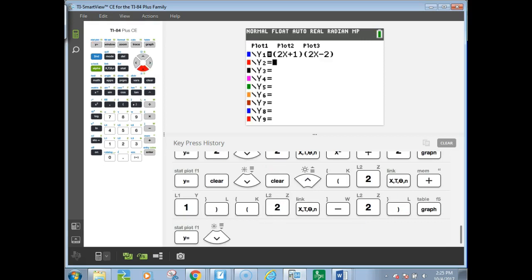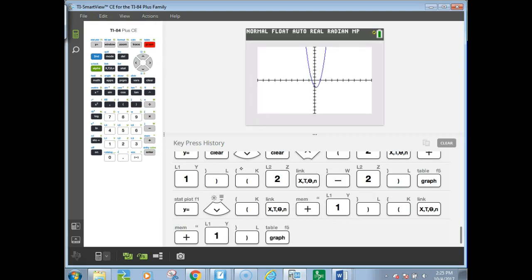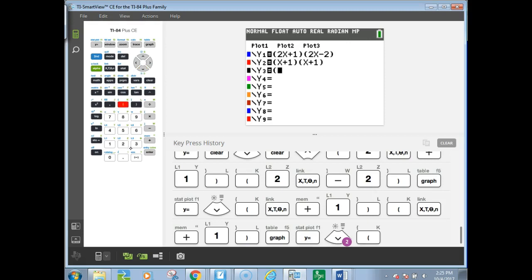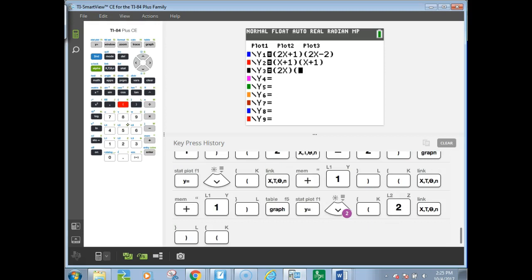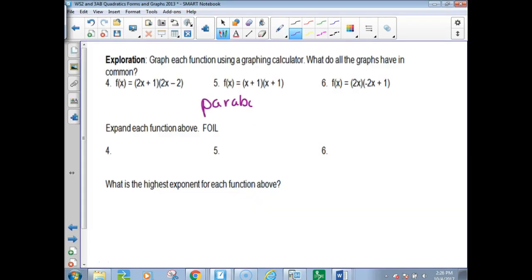And the next line was 2x plus 1 times x plus, wait, no, it wasn't. I'm reading the wrong one. X plus 1 times x plus 1. And the last one, 2x. Is that a negative 2x plus 1, guys? Okay, just a bunch of parabolas, right? And they're shifted around a little bit. Okay, so these are all parabolas.